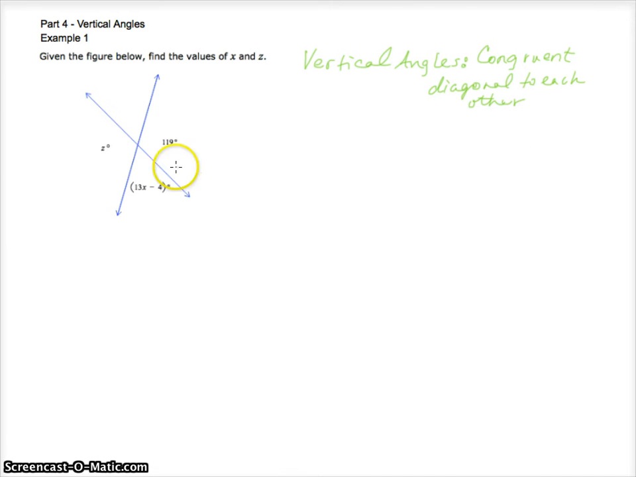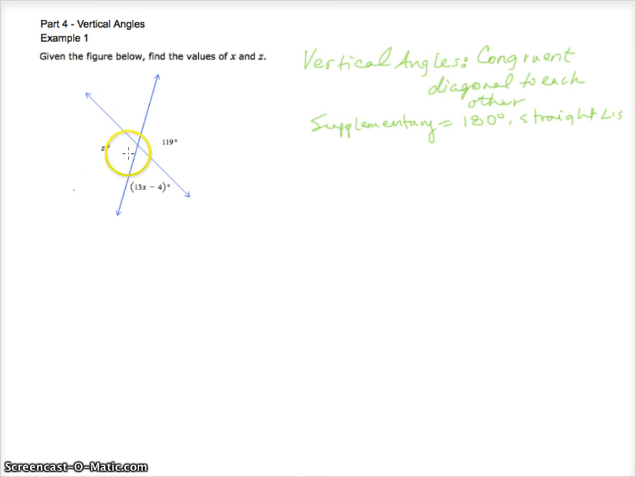One thing I also need to remember is what a supplementary angle is, because we'll be using those. And supplementary angles equal 180 degrees, and they are straight angles, what we call straight angles. So they make straight lines.